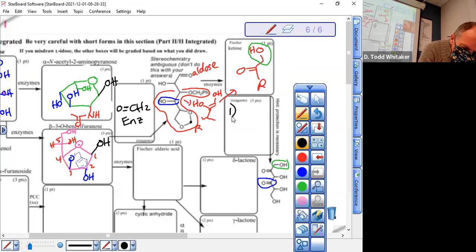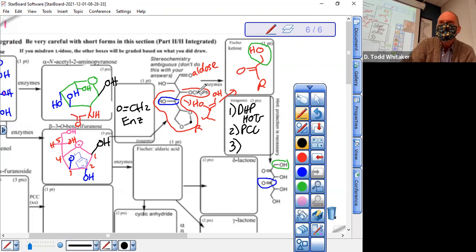How about 1, DHP, heat, 2, PCC to oxidize the secondary that didn't get protected, and 3, now you have to deprotect the DHP and the benzylic ether. Wouldn't it be better if I just had two benzylic ethers? Then I can deprotect them both at the same time.